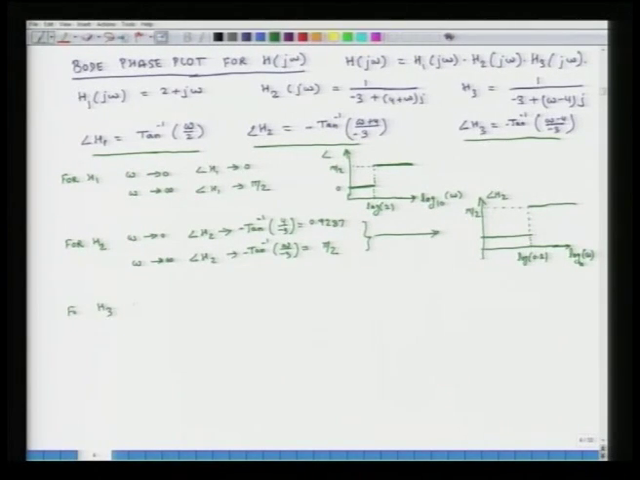For H3, as omega approaches 0, phase of H3 approaches minus tan inverse of minus 4 over minus 3, and that is essentially minus 0.9287, and as omega approaches infinity from the positive side, then H3 phase approaches negative of tan inverse omega over negative 3, and that is pi over 2. So, just for purposes of clarity, let me just label this. This is phase plot for H1, this is phase plot for H2. And now I am going to construct a phase plot for H3.